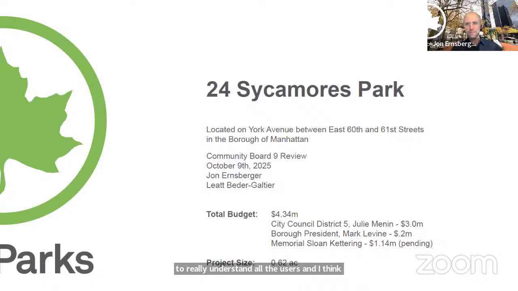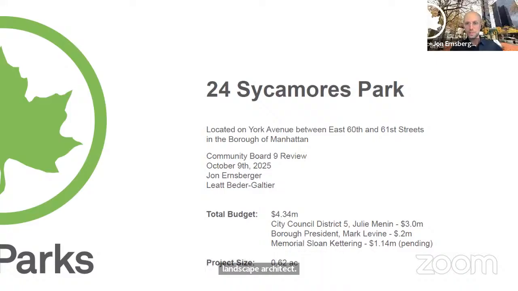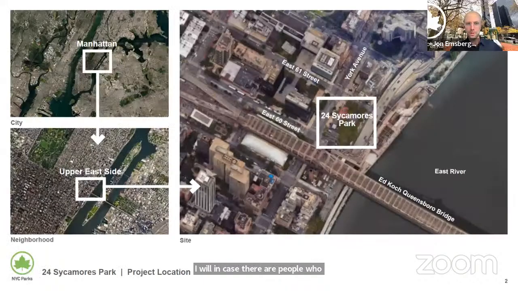So again, I'm John Ernsberger, Deputy Director of Design, Manhattan Capital Projects, a landscape architect. In case there are people who didn't see the previous presentation, I will go through each slide, but I may go a little quicker. If there are questions, I'm happy to talk about any part of it. So again, just to orient people, we're on York Avenue here between 60th and 61st. There's 24 Sycamores Park in the box on the right.